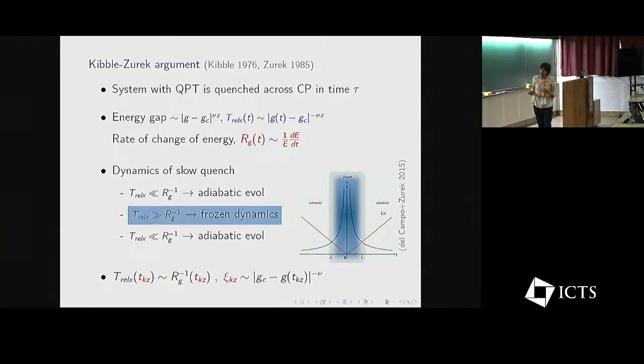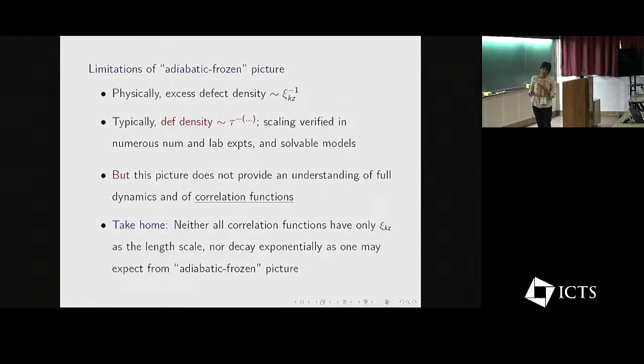So the key idea here is that you can find this time scale, the Kibble-Zurek time scale, when these two time scales, the relaxation time and the inverse rate of change of energy, are of the same order, and associated with that is a length scale also. This is the theory about the excess defect density, the KZ length scale. The physical meaning of this is that you can think of it as the typical distance between two kinks. And this defect density typically decreases as a power law in the quench time. The scaling has been verified in numerous ways, and it's a very well established scaling relation.